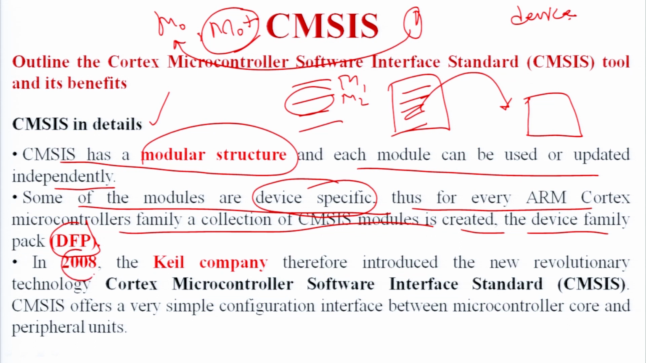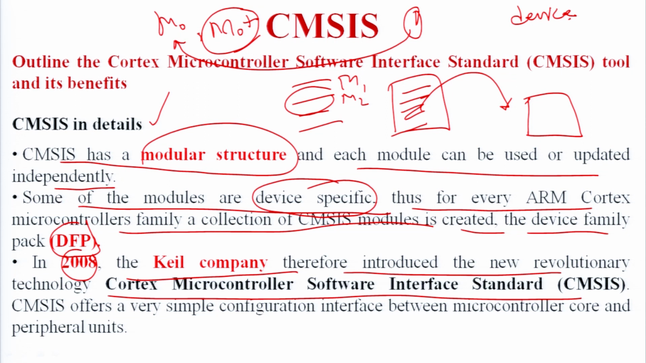So in 2008, the Keil company introduced the new revolutionary technology, the Cortex-M microcontroller software interface standard, CMSIS. Keil first introduced this CMSIS platform to users. You have seen that in our 8051 microcontrollers, we are using Keil software to write the program, to assemble the program, and to burn our microcontroller chips. All of that will be carried out by Keil.